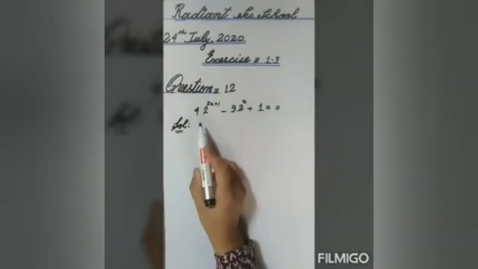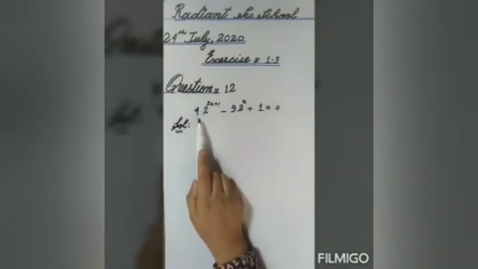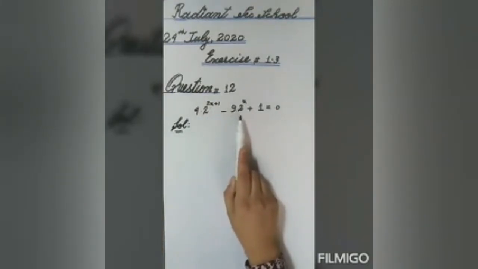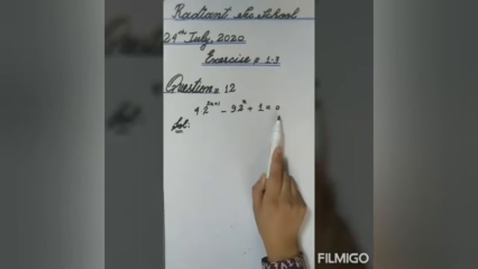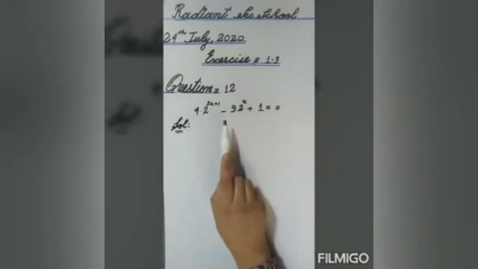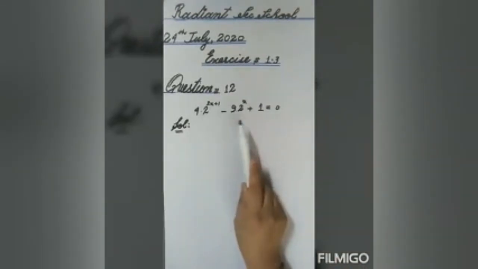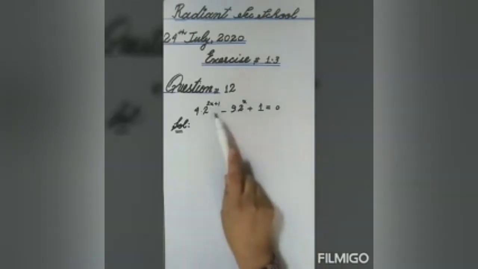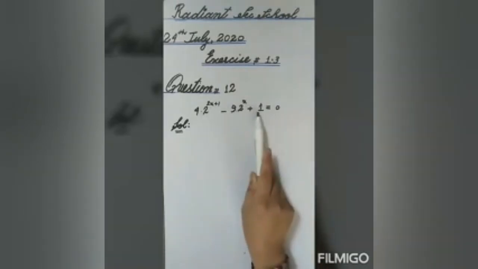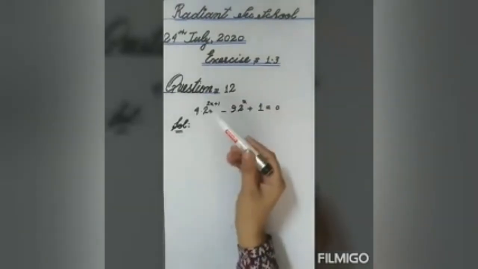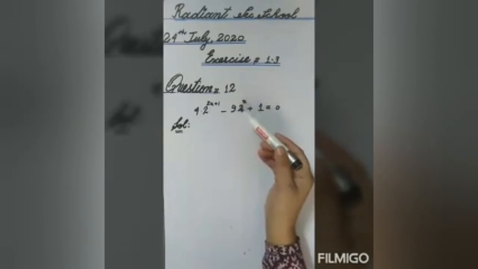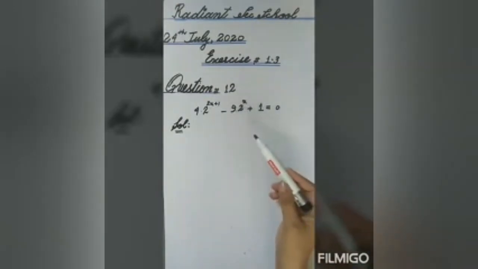Students, now come towards question number 12. Question number 12 is 4 into 2 power 2x plus 1 minus 9 into 2 power x plus 1 equals to 0. Firstly, you have to check which type of equation this is. This is an exponential equation. Now tell me the reason why this is an exponential equation. Because of the variables in the exponent. Because of the variables in the exponent, it is an exponential equation.